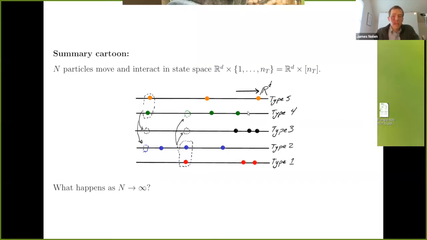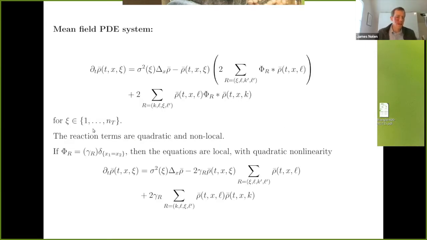So what happens as n goes to infinity, as we increase the number of particles? We expect that this system could be described by a system of PDEs where we have a density on each of these layers corresponding to the concentration of each chemical species. So I was just describing the mean field PDE. It's a reaction diffusion equation of mass action type.